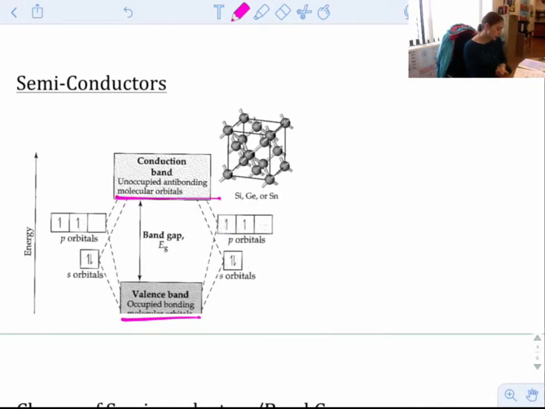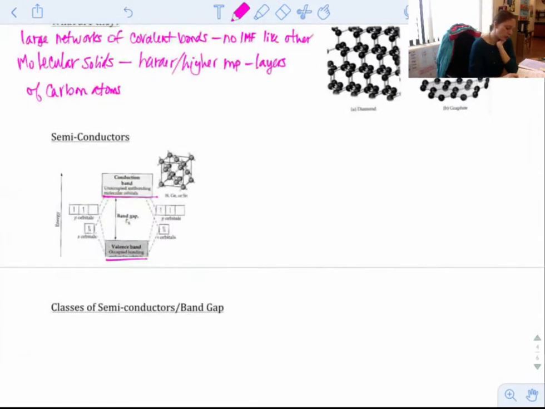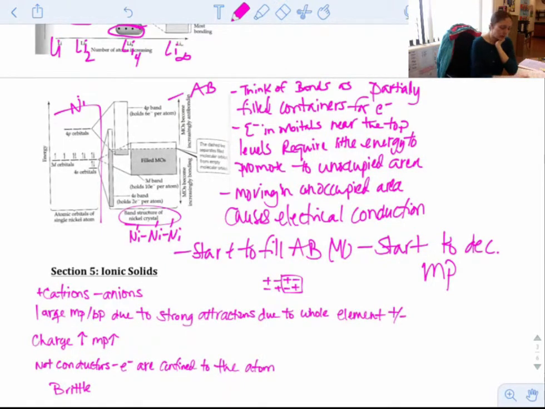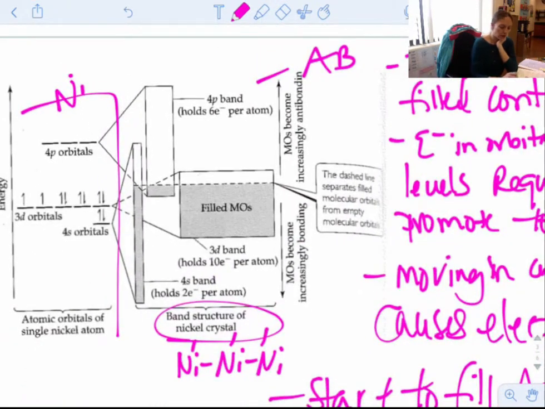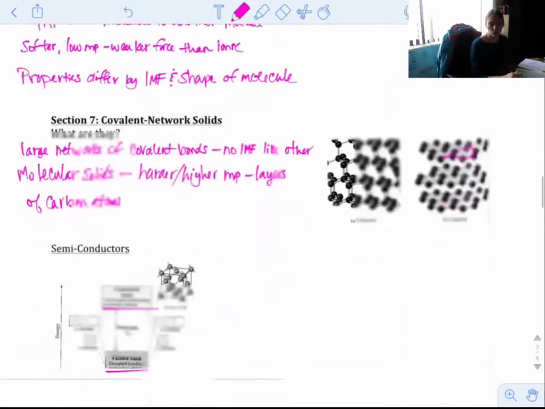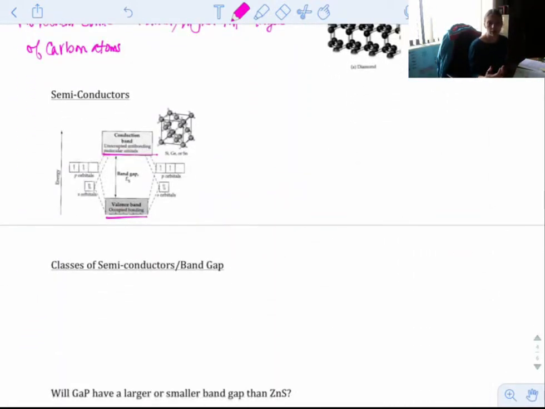You have a semiconductor when the valence band is filled with electrons and your conduction band is empty. I mentioned this earlier when we talked about different bands for nickel atoms. We talked about the bottom bucket and the top bucket when you're filling these electrons. Think of the valence band as that bottom bucket, the ones that are full, and then the top band is the conduction band, which is the anti-bonding, the ones that really don't want to be in.